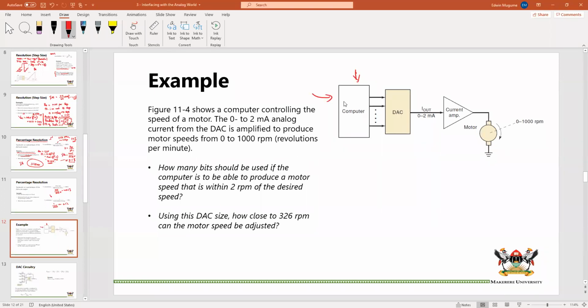Usually that might have some input from the measuring, you may be measuring the speed here, and then controlling it through the computer. You have a digital to analog converter that feeds a current output. We can see that this is a current output going into some current amplifier that manages the motor. And this is really an important example, so let's try to pay attention.